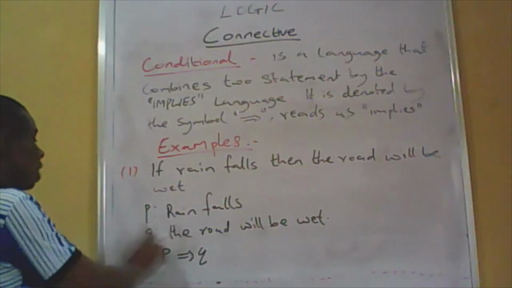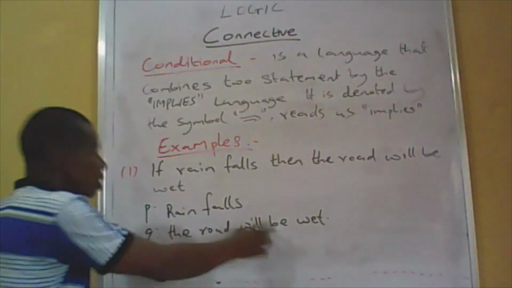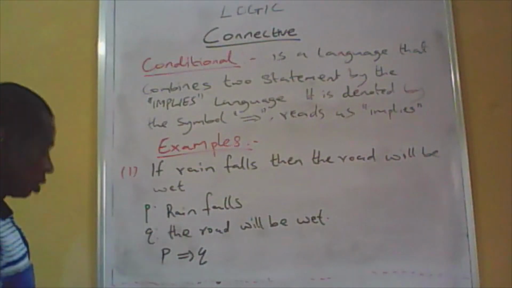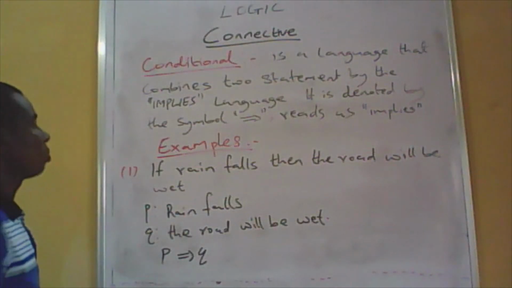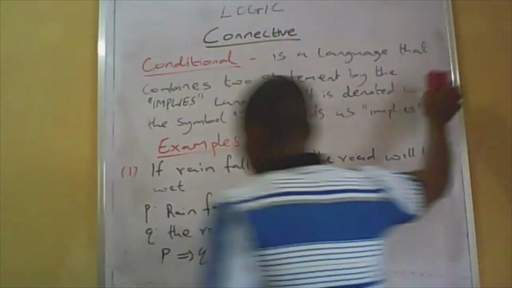That means P stands for rain falls, then Q stands for the road will be wet. This is an example of conditional connective. Another one is the second example.